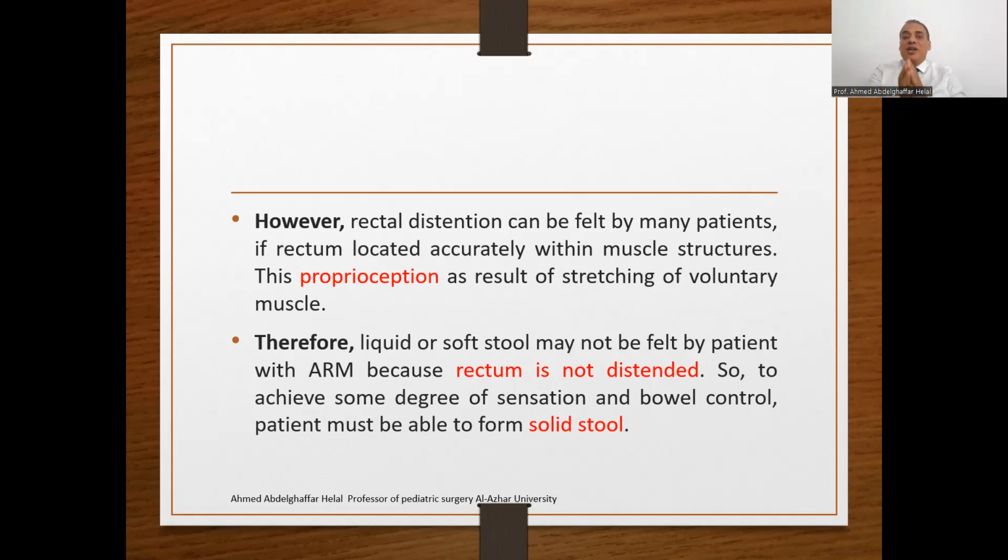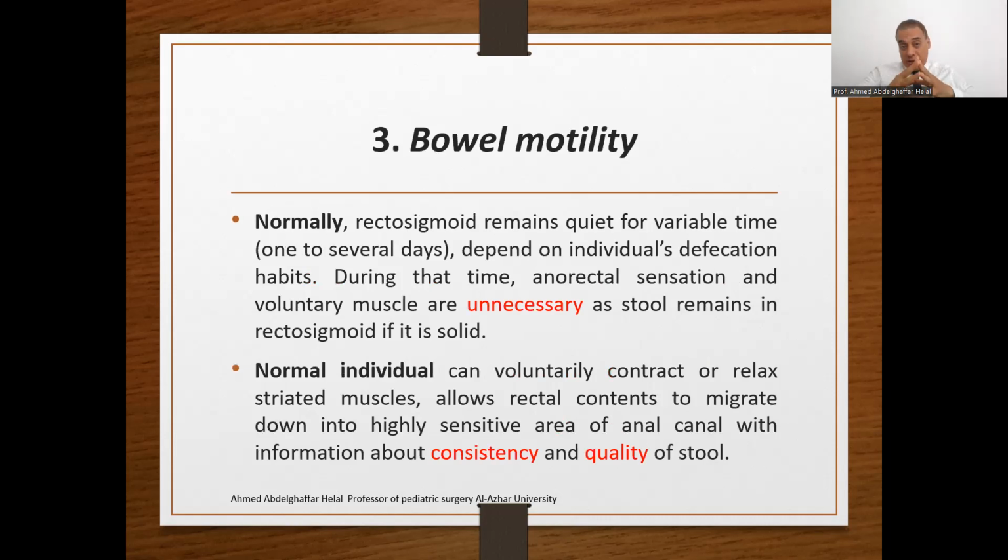So to achieve some form of sensation and bowel control, the patient must be able to form solid stool, or be helped to form solid stool. This solid stool will produce proprioception. The bowel motility: normally, the rectosigmoid remains quiet for a variable time, depending on the individual's defecation habits.